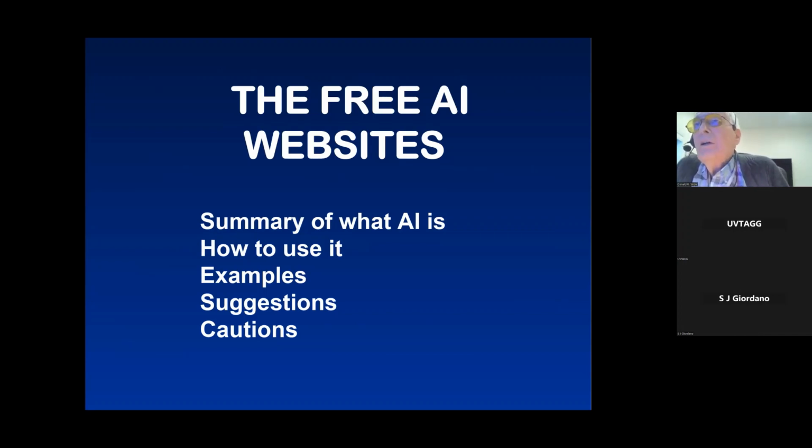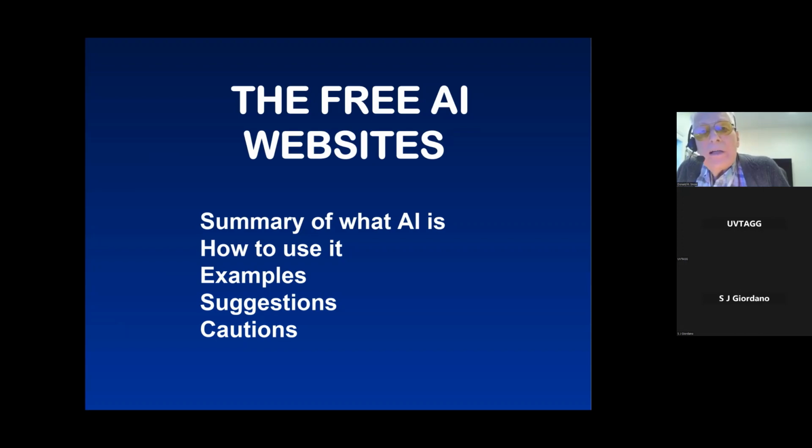This is the kind of things that we're going to be talking about today. We're going to do a summary of what AI is, and in the previous classes we talked a little bit more in detail about what AI is, but we'll refresh your memory on that. A little bit about how to use it, and the examples of the main three different AI websites. They're from Microsoft and from Google and from OpenAI.